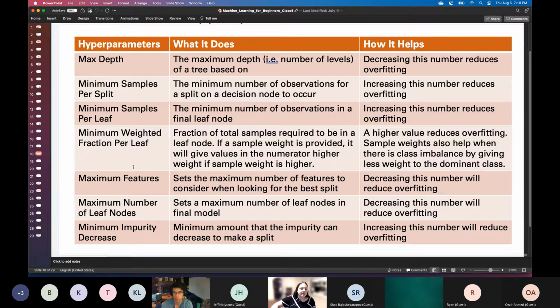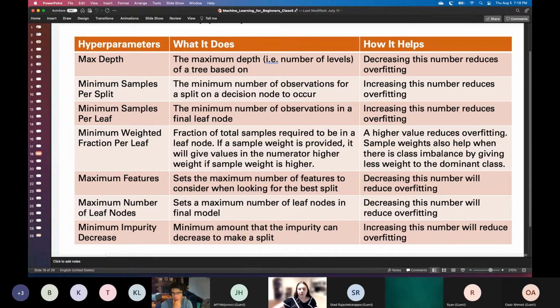All right. So you can think of this one, minimum weighted fraction per leaf. This one, I'm just going to read: the fraction of total samples required to be in a leaf node. If a sample weight is provided, it will give values in the numerator a higher weight if the sample weight is higher. So this is very similar. But this time we're looking at a fraction. So say 20% or 40%.